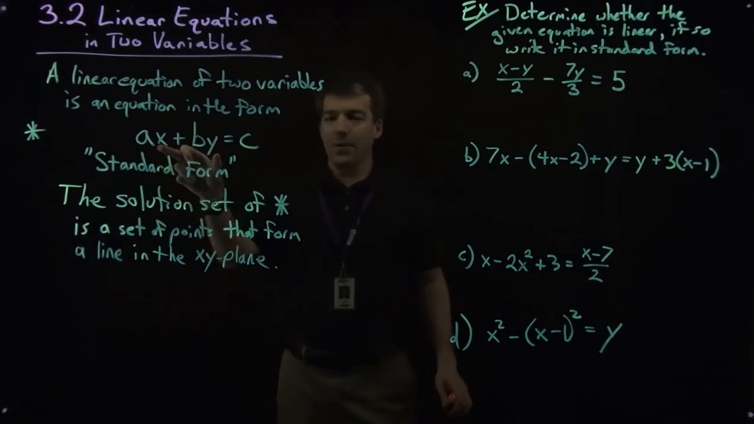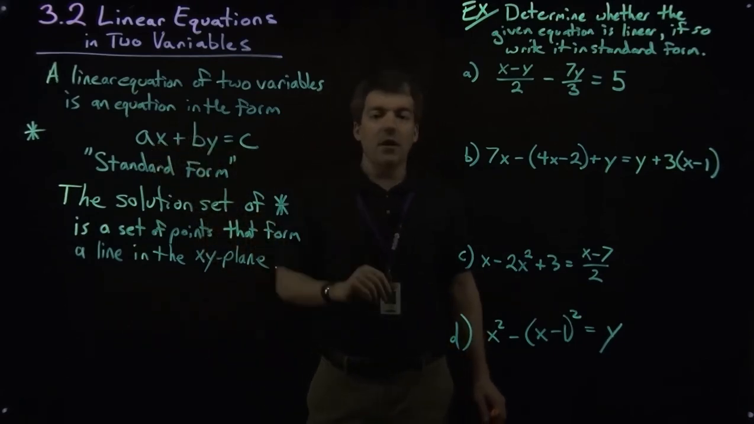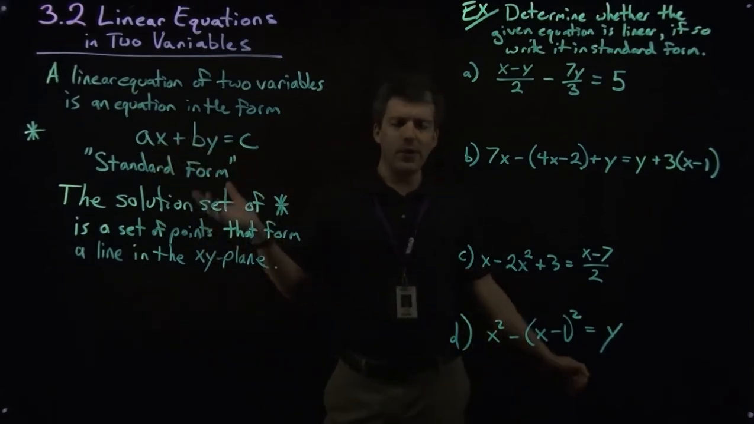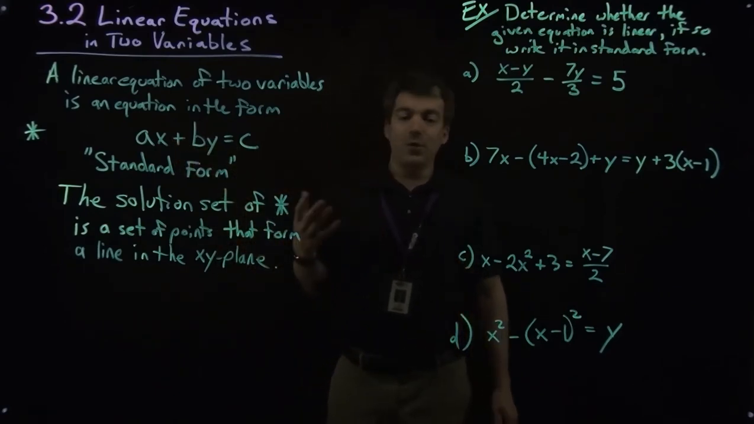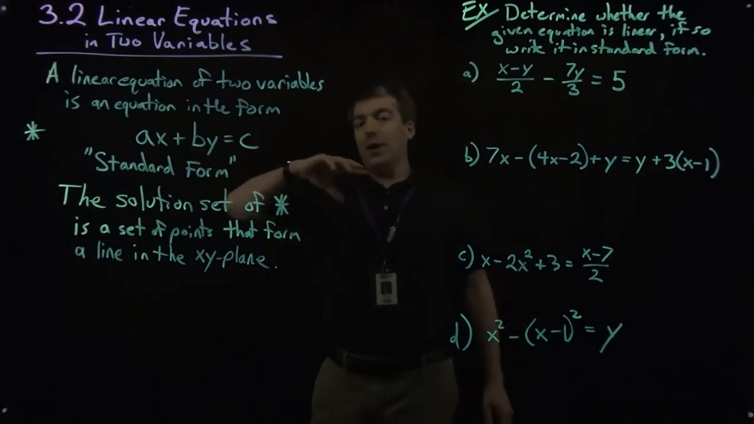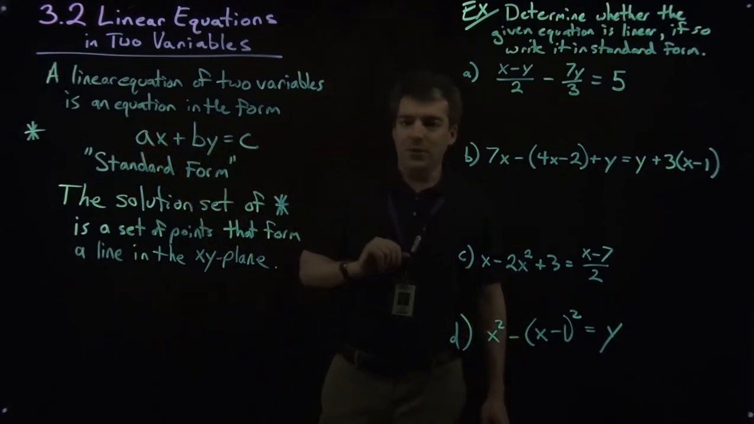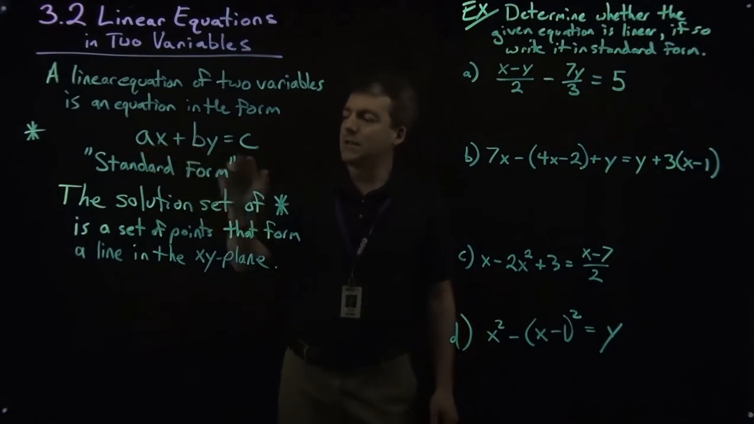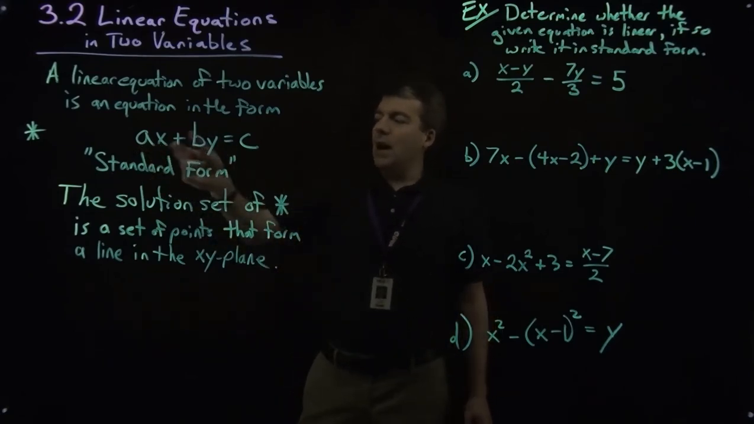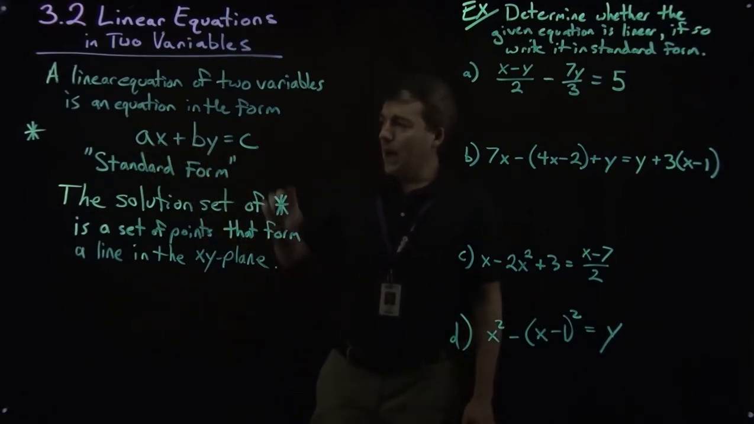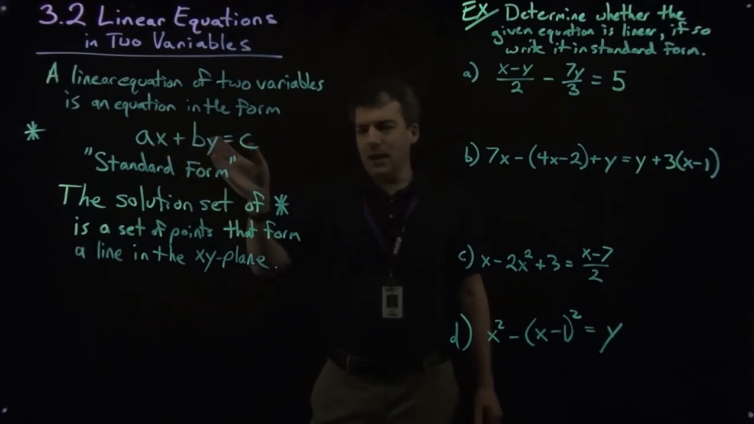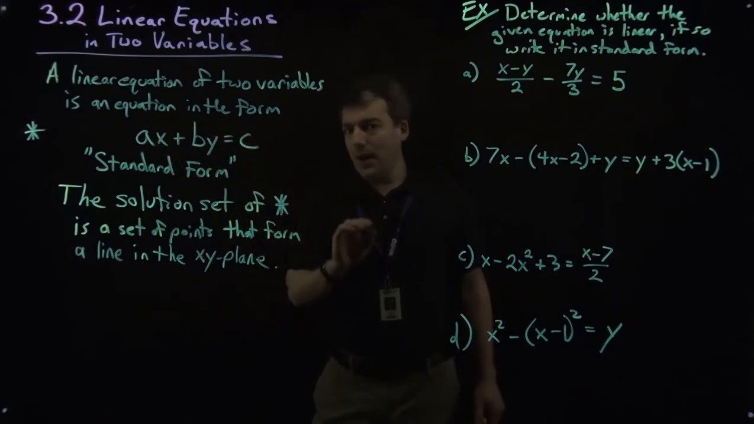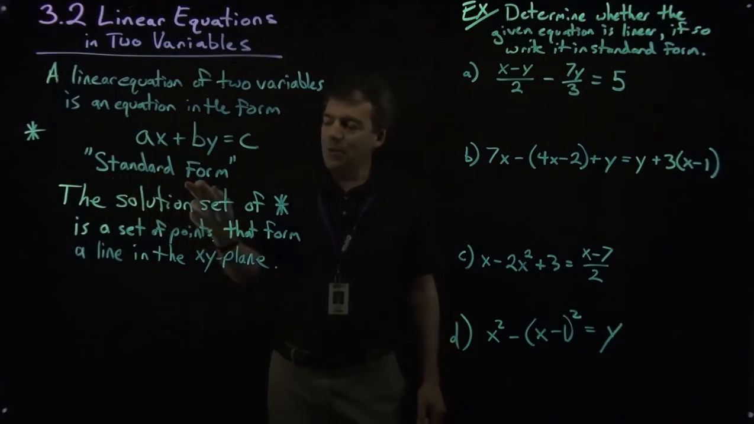Now the x and the y are the variables, and a, b, and c are constants. That's just a typical notational thing. Letters near the end of the alphabet are typically used to represent variables, and lowercase letters at the beginning of the alphabet are usually used to represent constants. So a, b, and c are just numbers, x and y are the variables. This particular form, where we have ax plus by, the terms with the variables on one side and the constant c, without a variable, on the other side, is said to be in standard form.